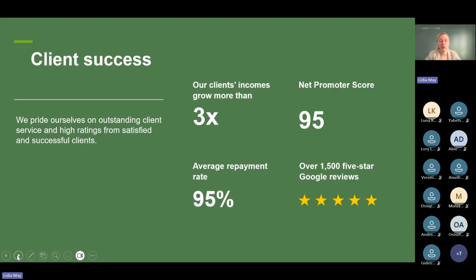So here, just a few slides left to brag a little bit about us. If you go online, you'll see that we have 5 solid stars from every client. Also, our clients increase their income more than 3 times. It happens in a very understandable way. If somebody works at 7-Eleven and they obtain their designation or get their credentials back, of course, they can make more money, right? Our average repayment rate is around 95%, meaning that our clients are successful, they have been paying us back or they have paid us back.